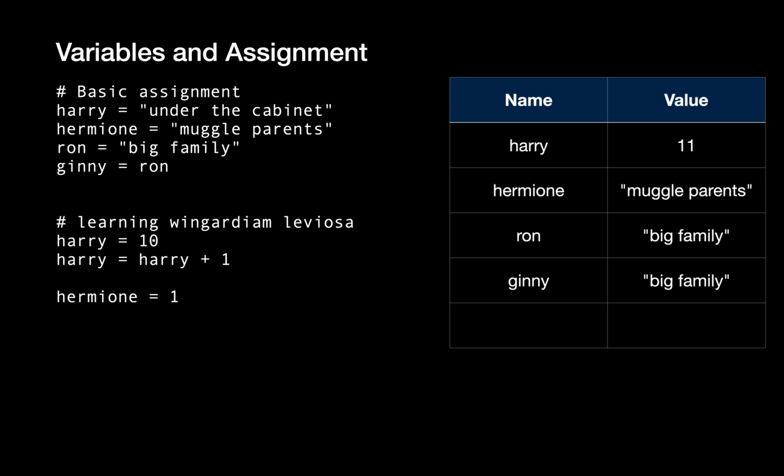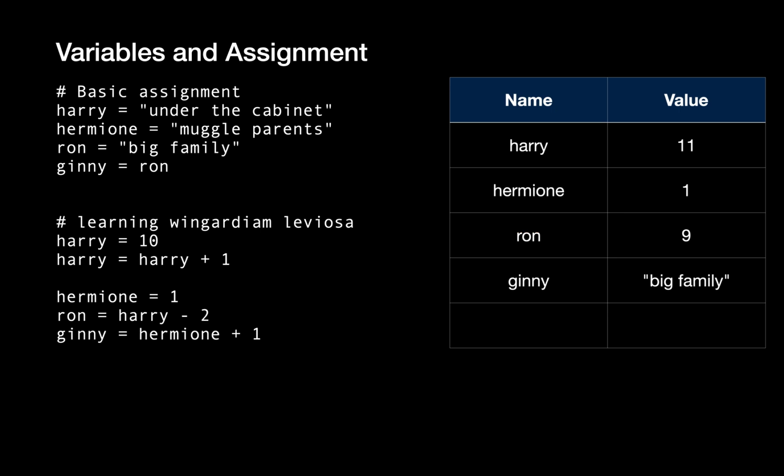Now, Hermione obviously learns to spell very quickly, and so we update her location in the symbol table. Ron learns it a little faster than Harry, and so again, we look at the current value of Harry, which is 11, subtract off 2, and then we use that updated value of 9 to replace the existing value of Ron. So now, finally, we have Ginny, who takes just one more try than Hermione, and so we replace Hermione with the value 1, add those together, and then update the value of Ginny.